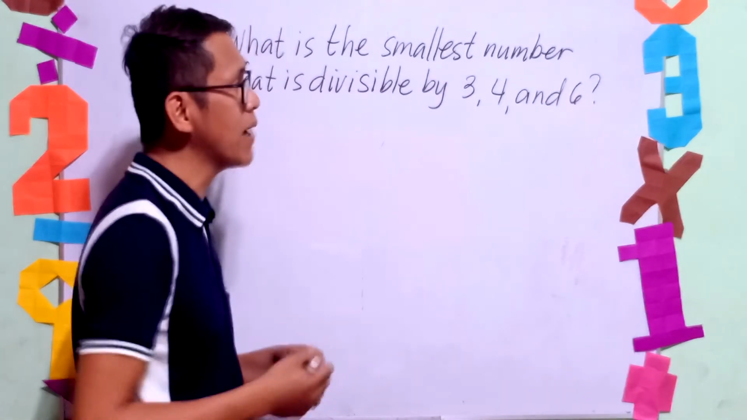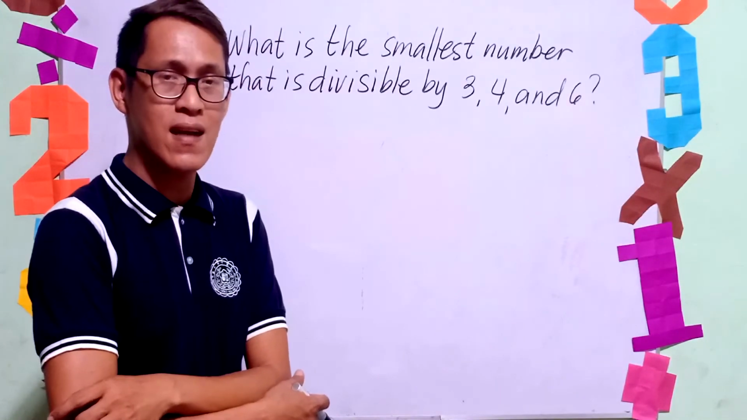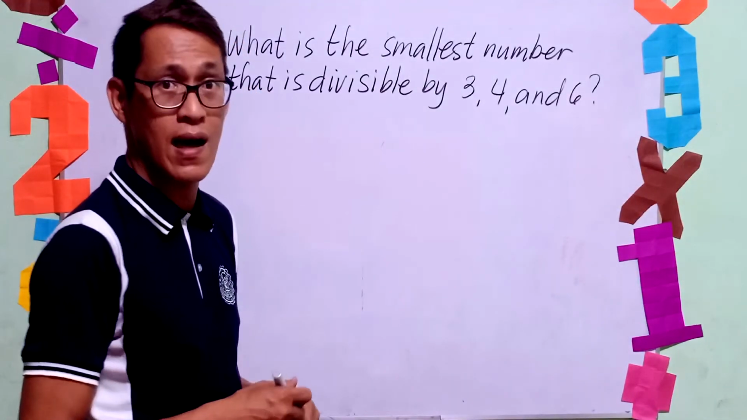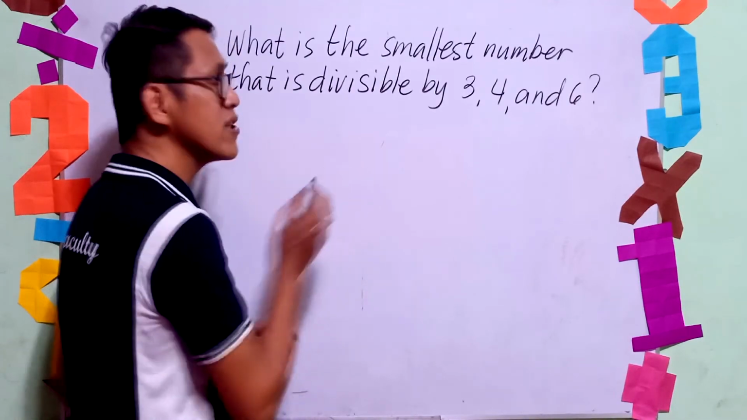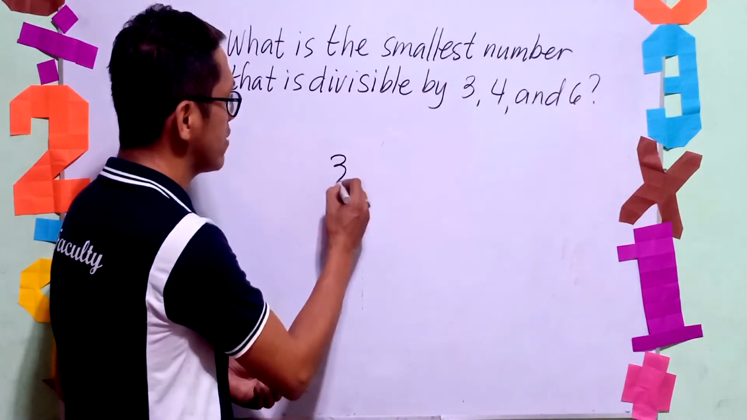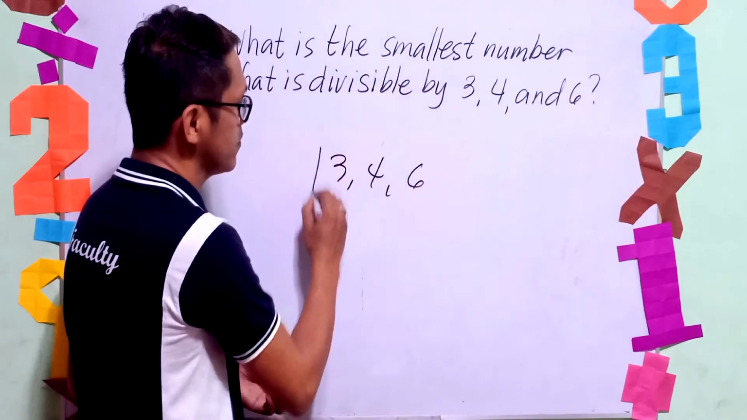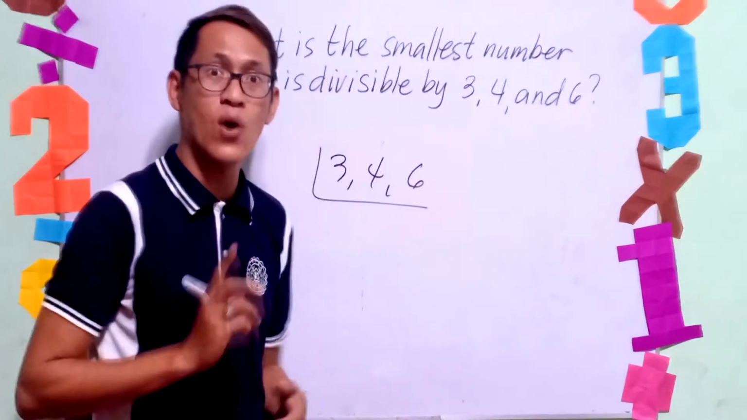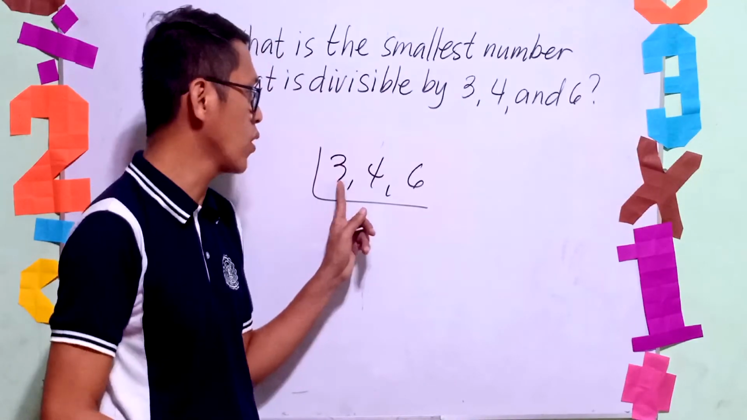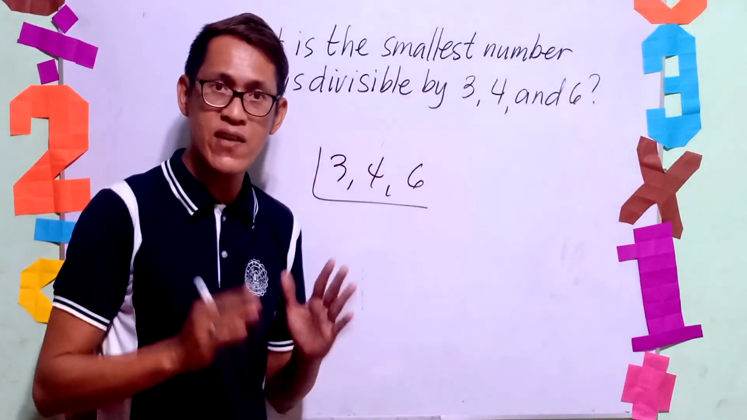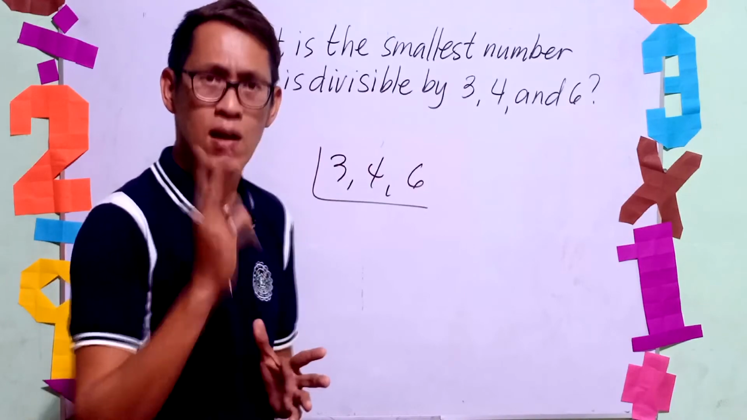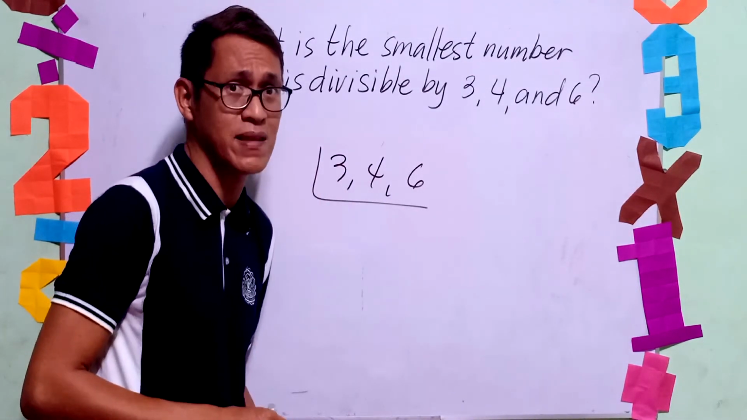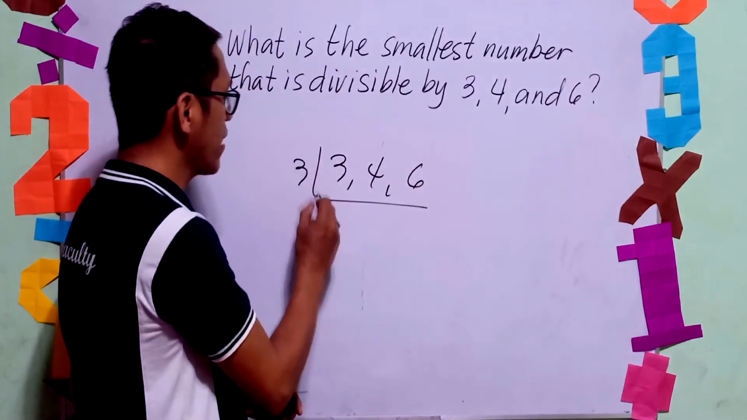So let's get the LCM of 3, 4, and 6. You can use any of the two methods, but let me use here the continuous division process. So let's divide 3, 4, and 6 by what? What can you divide 3, 4, and 6? If you notice, their only common factor is 1, meaning you can only divide them by 1. Again, if you can't divide the three numbers, look for two numbers. Look at these two, the 3 and the 6. I can divide them by 3, right? So let's divide them by 3.